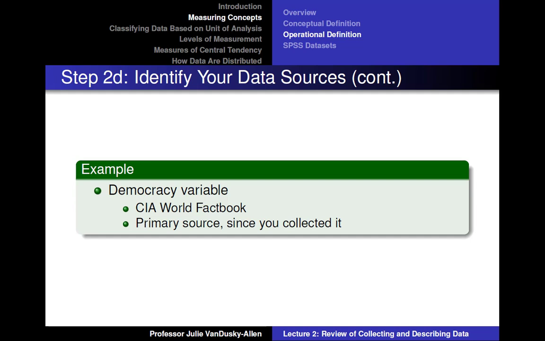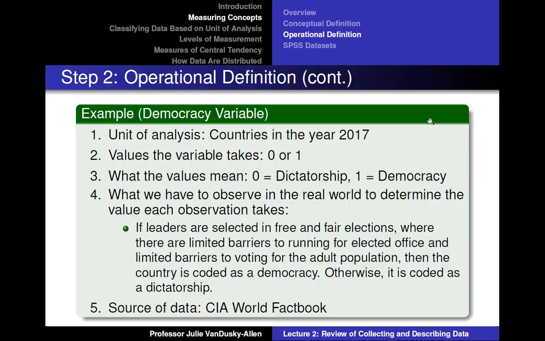So in our previous example, we stated that we would classify a country as democratic if it had free and fair elections, where every adult can participate and the rules do not favor one party over the other. In addition, leaders in the country would have to face re-election at fixed intervals. We could use the CIA World Factbook as a data source in this case to determine if different countries throughout the world meet these criteria. The variable we created would be a primary source as we collected it. And here is the operational definition of democracy in full.